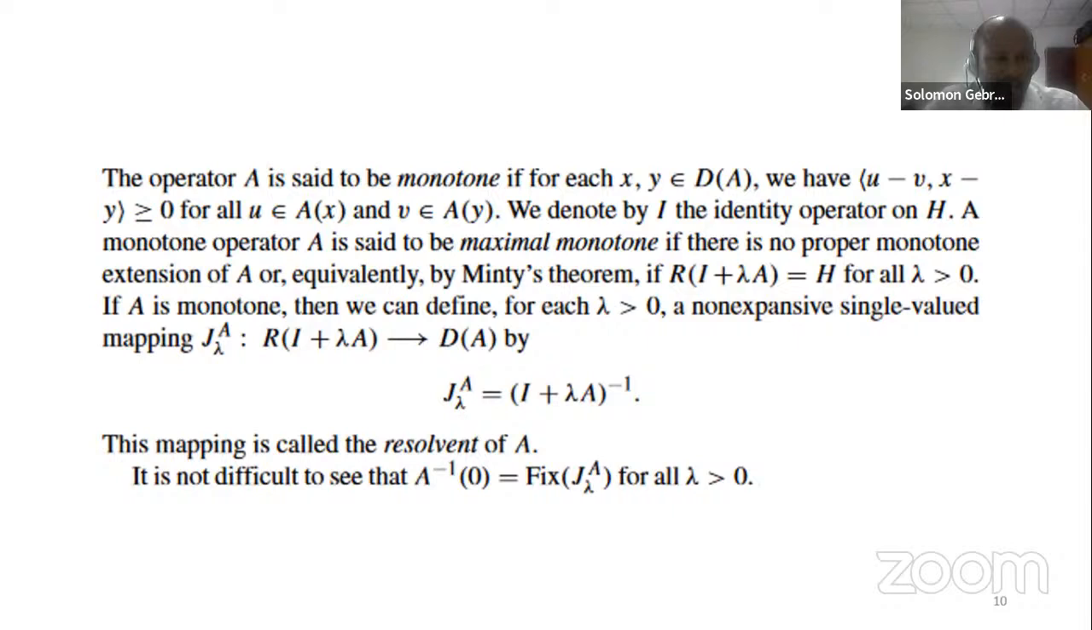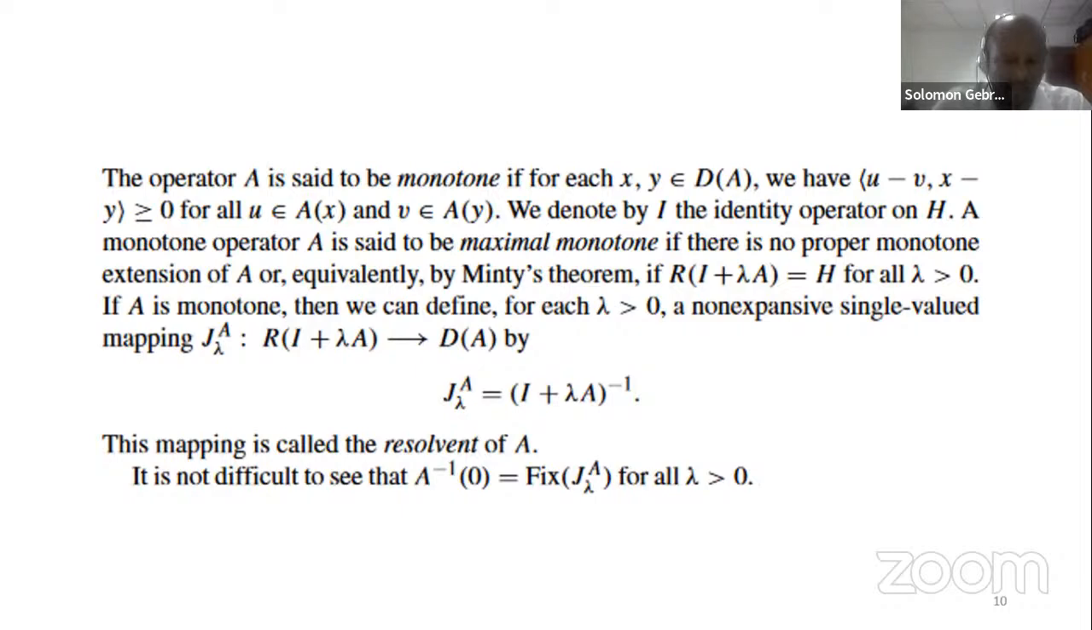The other very important definition is about the resolvent operator, which is given below. And the important idea, which is also used in the proof of the theorem, is that A inverse of zero is the same as the fixed point set of the resolvent operator J. Therefore, we can apply the definition of the resolvent operator to show that these two things are equal.